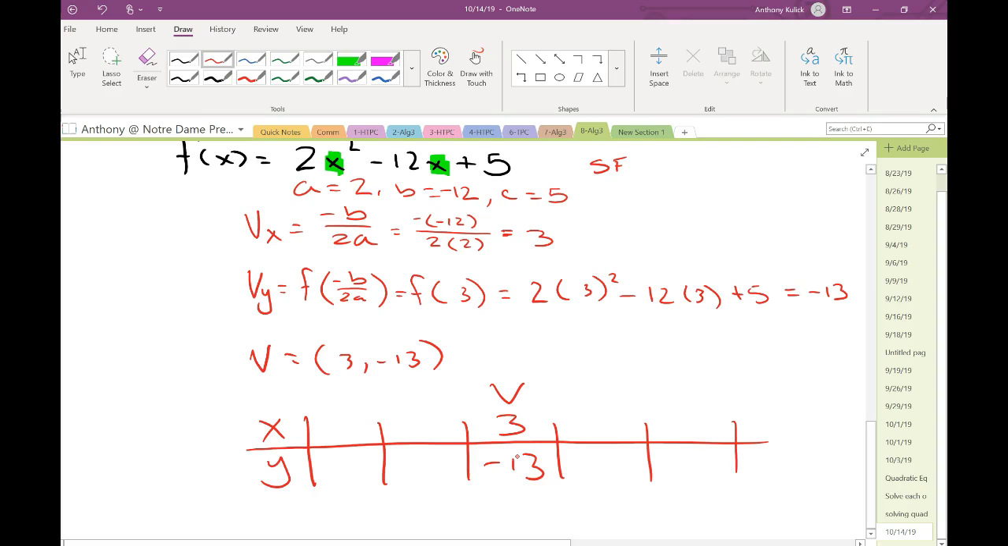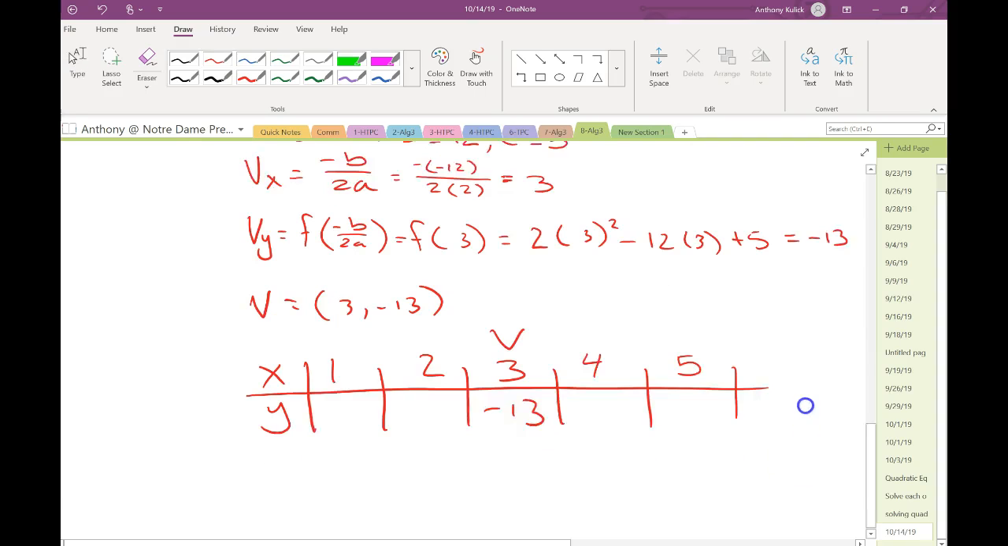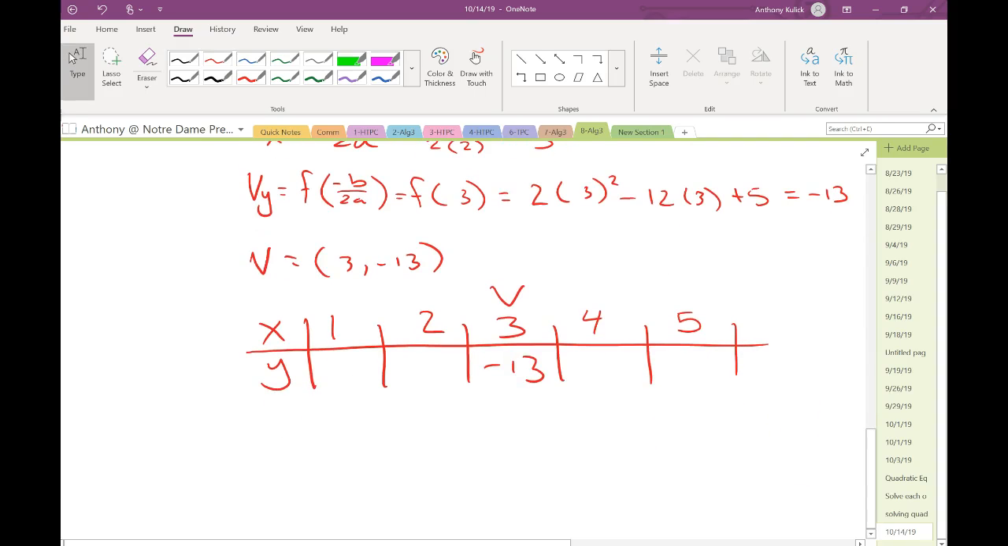So what 2 x's do you want to pick on the left here? Okay. And then on the right? Good. Those are the ones that I would choose. I just picked the whole number values closest to your vertex. So now to find these y-coordinates, we're going to find those the same way we found the y-coordinate of the vertex. So for 1, I'm just going to plug 1 in for x.